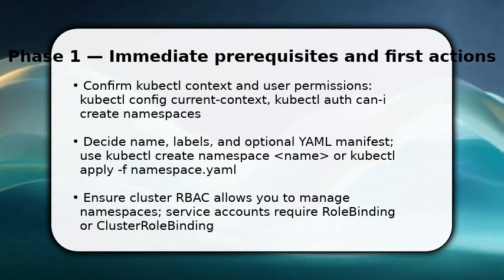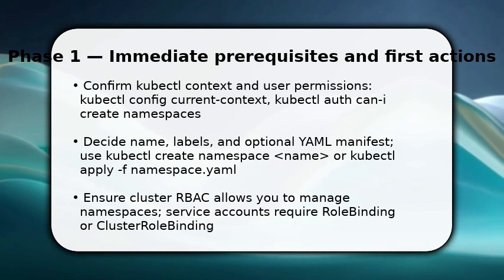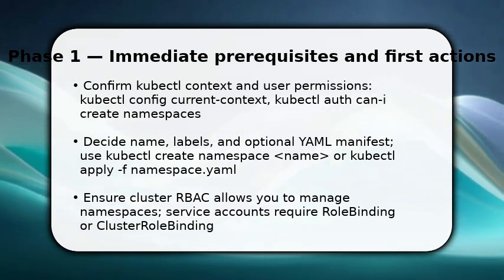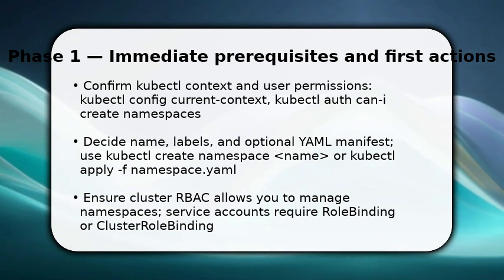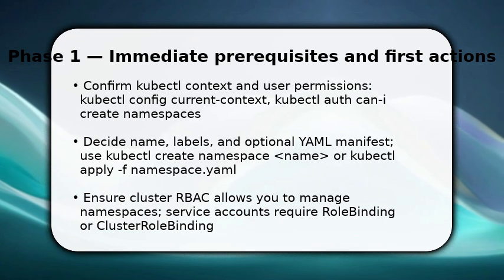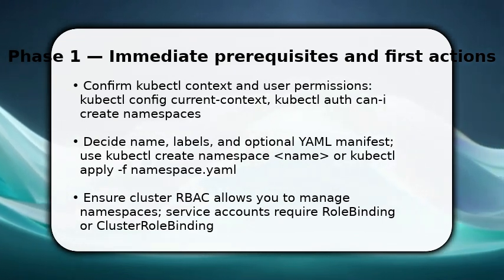Create an inline manifest or run kubectl create namespace my-namespace to act immediately. Make sure to use kubectl config current-context and verify kubectl auth can-i create namespaces. Doing this first avoids permission surprises and establishes the namespace object you'll configure next.